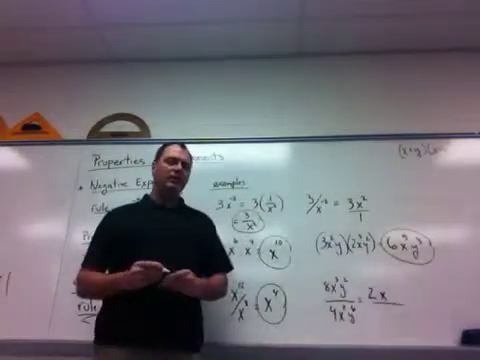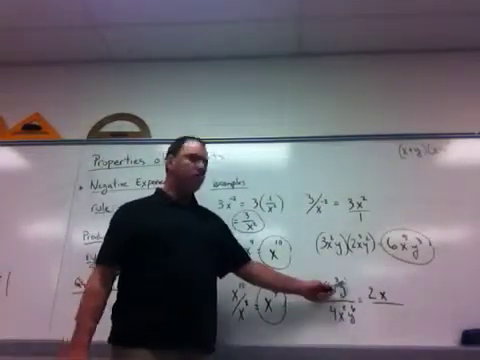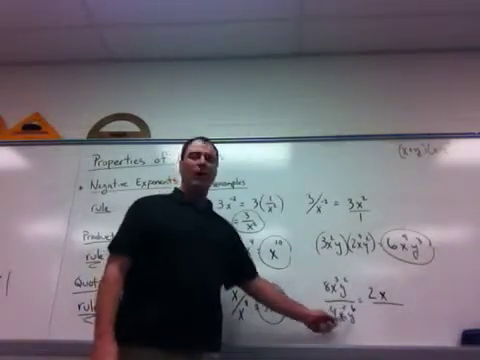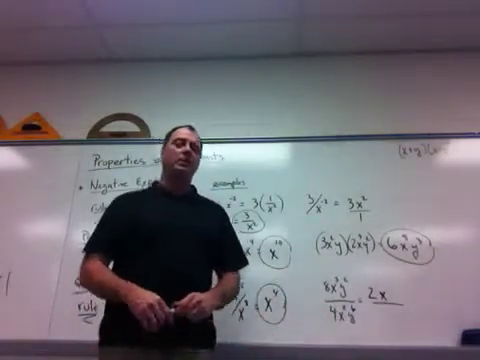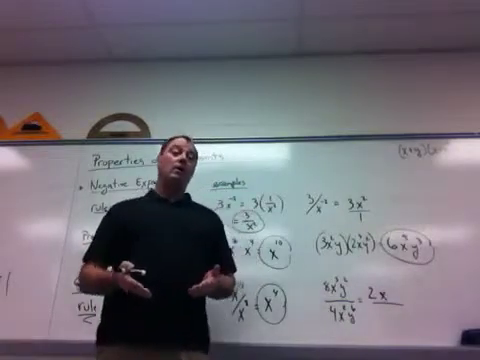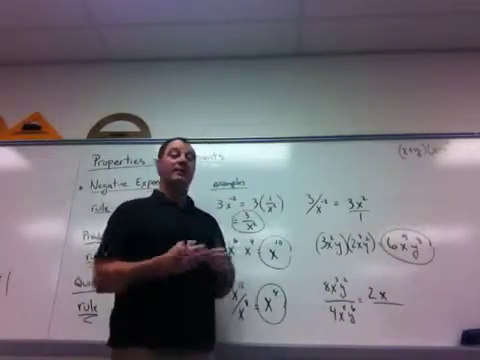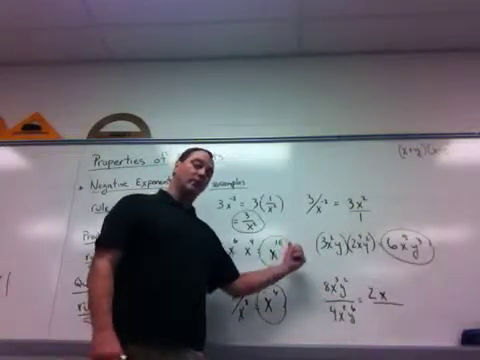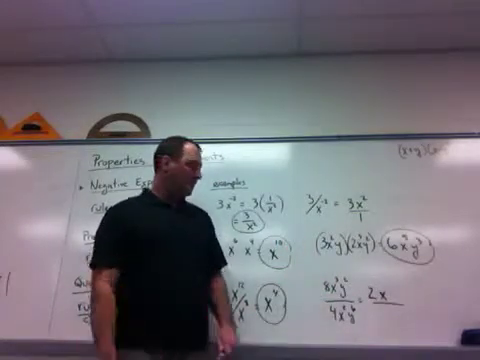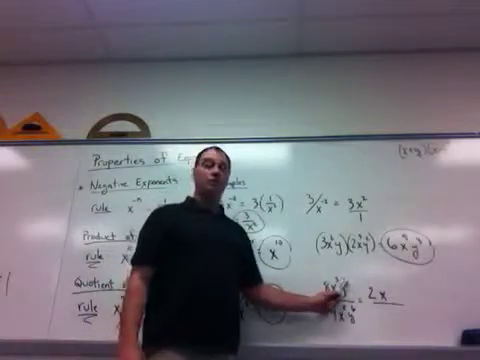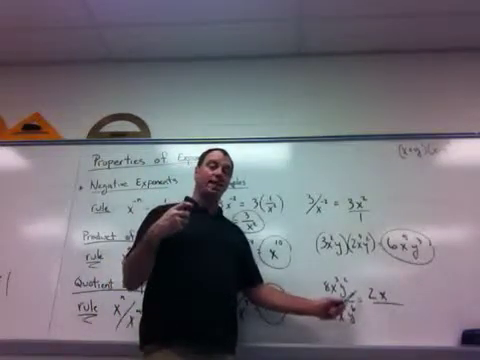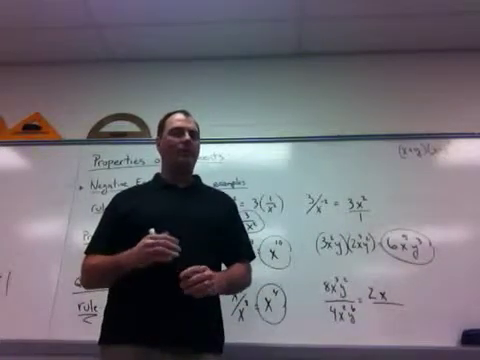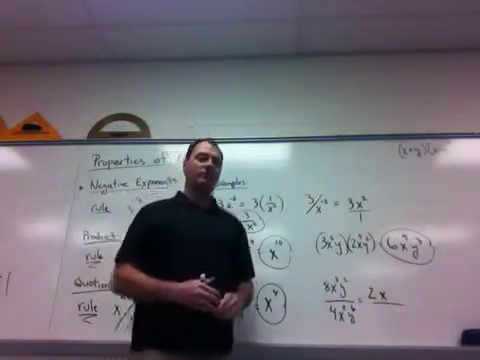Now, if you look at the y's, I have y to the second on top, and I have y to the 6th on the bottom. In other words, there's more y's in the denominator than in the numerator. That wasn't the case with the x's. We had more in the numerator than the denominator. If I apply this rule of 2 minus 6, do the subtraction rule, I get negative 4 as my exponent. And I really don't like to have negative exponents.